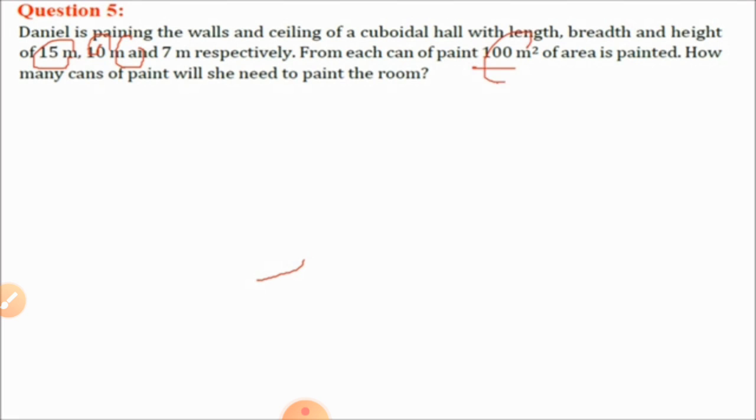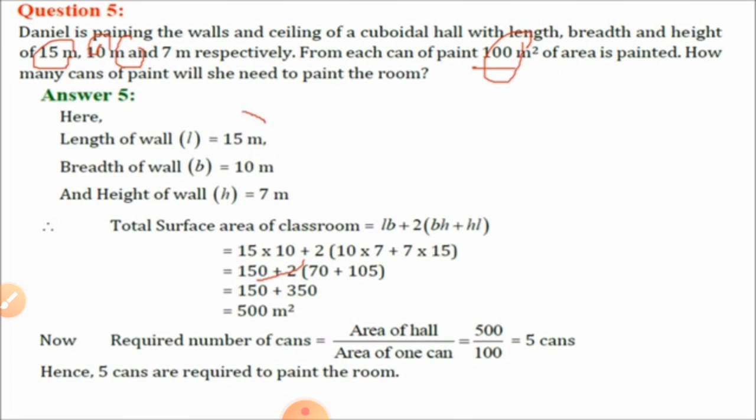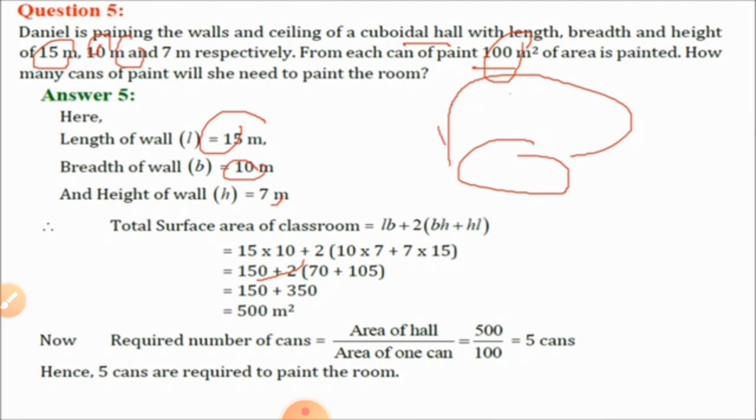The name of the girl is Daniel. Start to paint with the given measurement. Yes, the total surface area of the classroom. Here we are not coloring the bottom or floor. So that means lb plus 2bh plus 2lh. The area is 500 meter square.